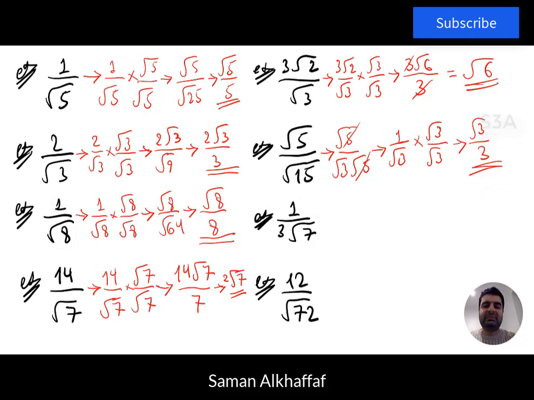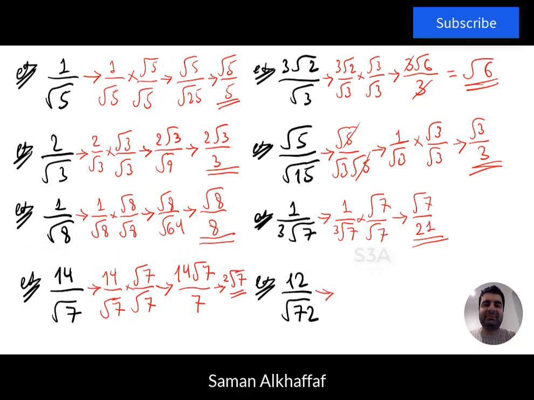In this scenario we have 1 over 3 root 7, so ideally we just multiply by root 7. It will be 1 over 3 root 7 multiplied by root 7 over root 7, so we'd have root of 7 over 3 root 7 by root 7. The root 7's will give us 7 multiplied by 3, that will be 21, and this will be our final answer, root 7 over 21.